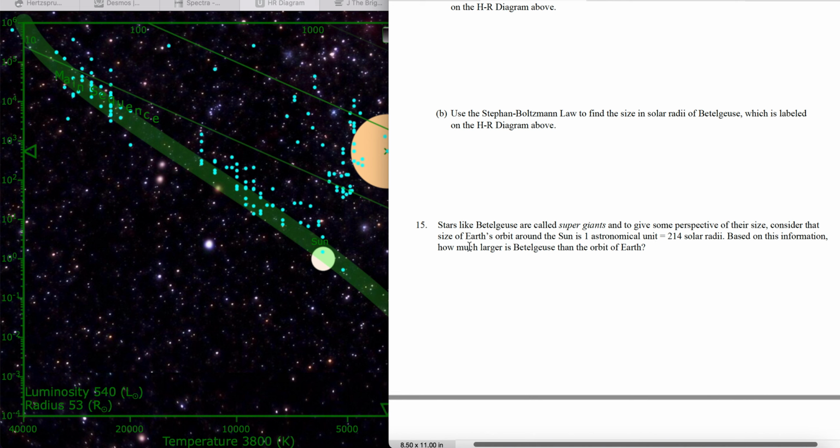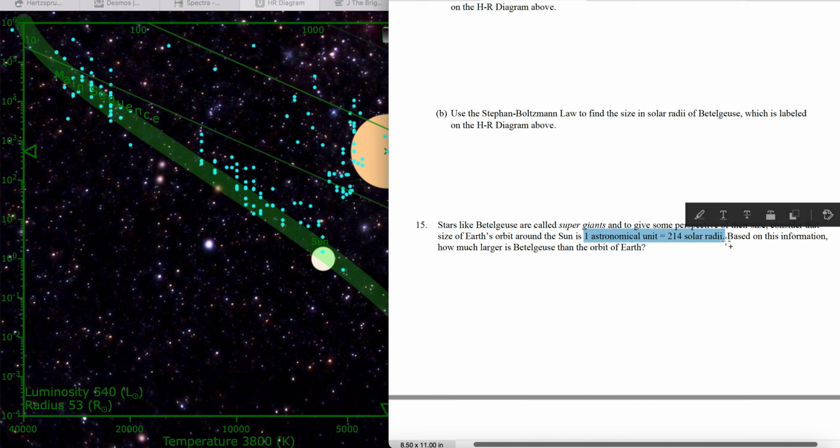And based on that information, how much larger is Betelgeuse than the orbit of Earth? Okay, well, you got to look up the fact. Wait, never mind, I misspoke. So when you find Betelgeuse, you're going to find the answer. You're going to find out how big Betelgeuse is. It's actually going to be some value bigger than 214. The reason is because then you're going to compare it to this ratio.